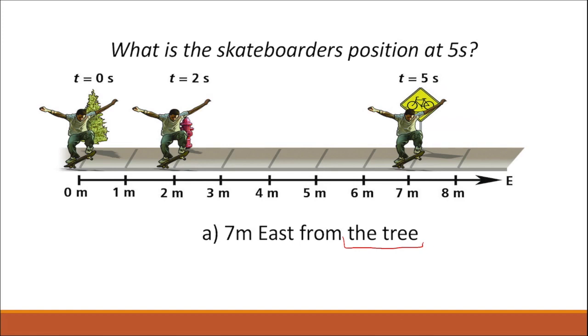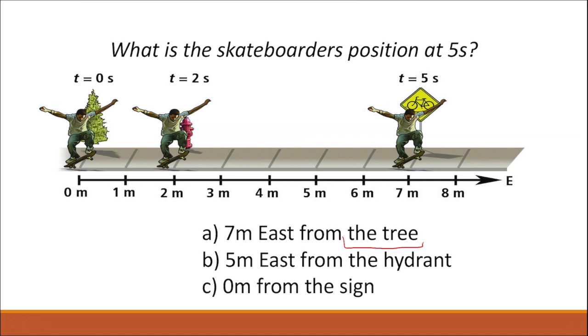Another answer is 5 meters east from the hydrant. There is one more answer. You could also say the skateboarder is at the sign, or 0 meters from the sign. All three of these answers are correct. They depend on different reference points. A different reference point gives you a different answer. So it is very important you mention where you are referring your measurement from.